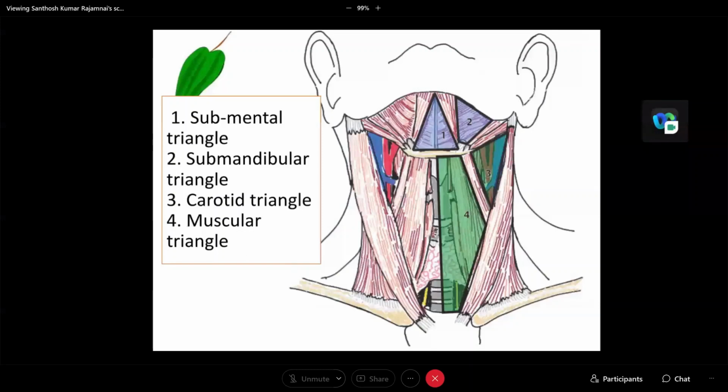So you have the submental triangle, which is bound by the two anterior belly of the digastric, and then you have the submandibular triangle, which is bound by the anterior and the posterior belly of the digastric, and then you have the visceral triangle, which is bound by the omohyoid muscle and the sternomastoid muscle, and then you have the carotid triangle, which contains the carotid artery, which is behind the muscular triangle, also called visceral triangle. Again, you can recap the anatomy.